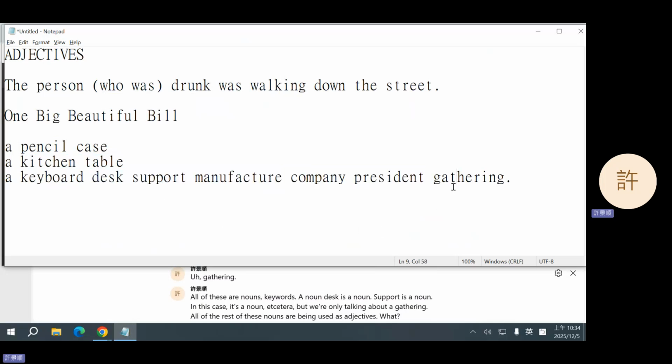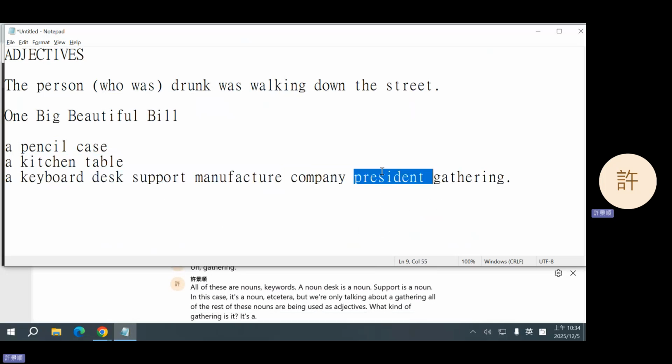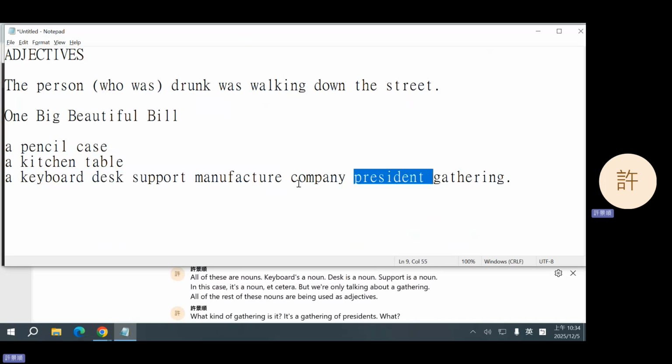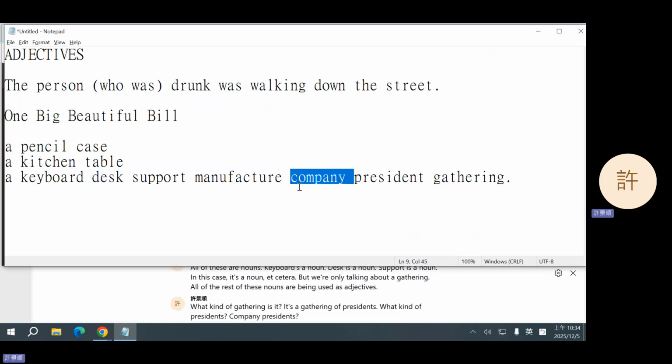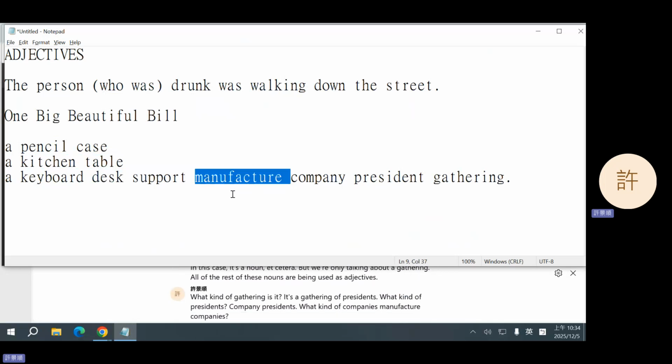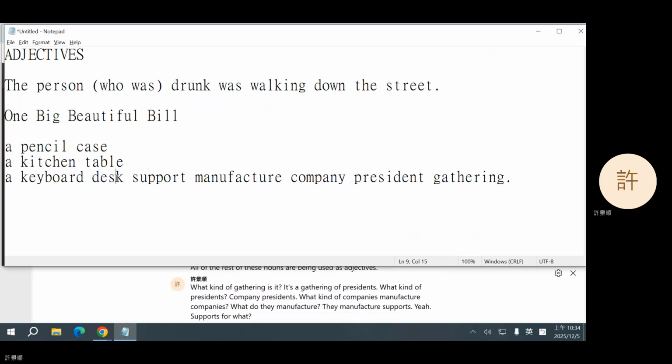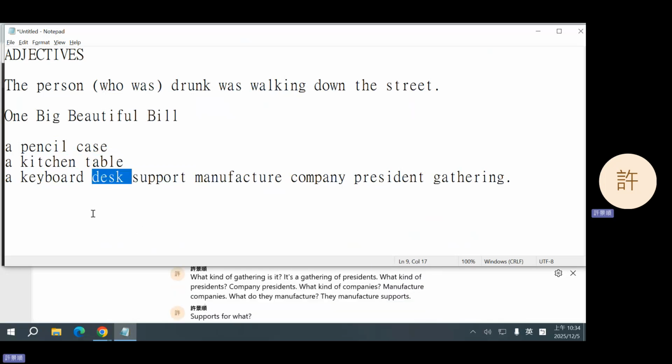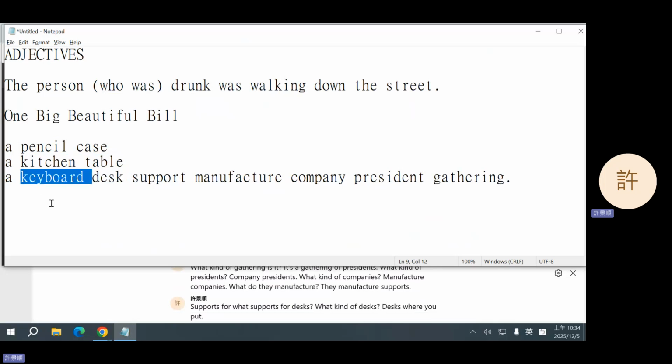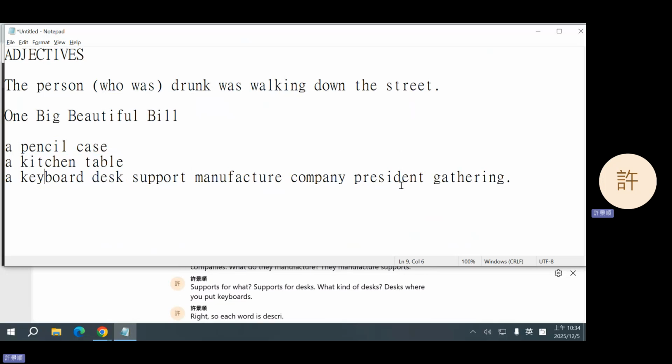What kind of gathering is it? It's a gathering of presidents. What kind of presidents? Company presidents. What kind of companies? Manufacture companies. What do they manufacture? They manufacture supports, 支架. Supports for what? Supports for desks. What kind of desks? Desks where you put keyboards. Right? So each word is describing the next word until we get to the noun.